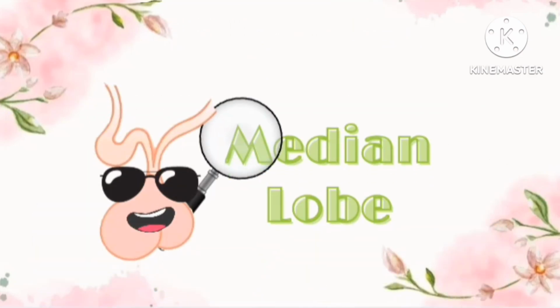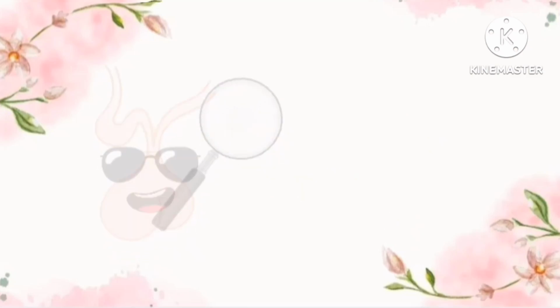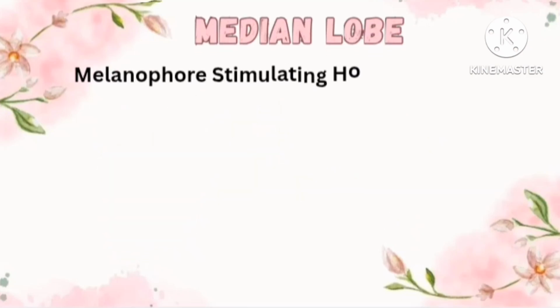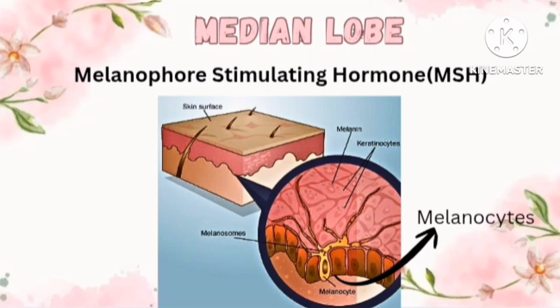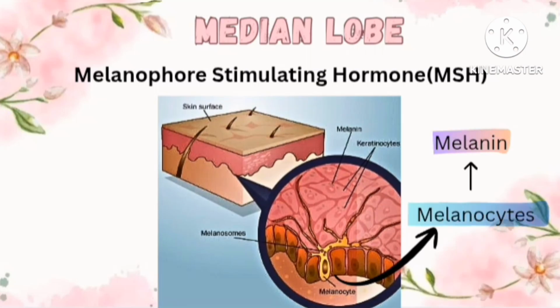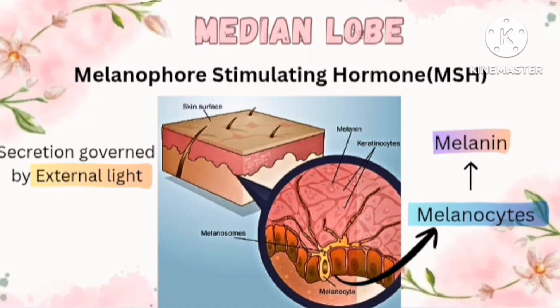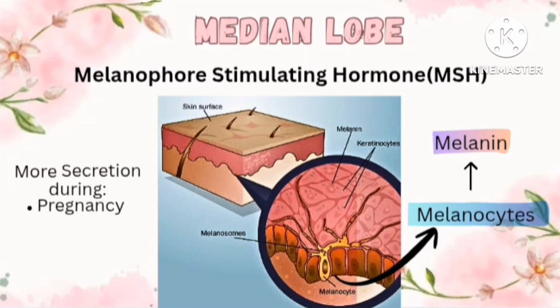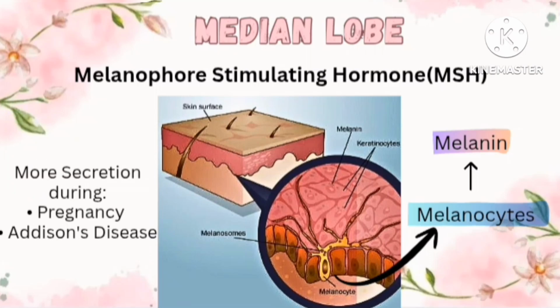Now, let's look into the median lobe. The median lobe secretes only one hormone called melanophore stimulating hormone. It stimulates melanocytes in skin to produce a brown pigment called melanin, which darkens the skin. Its secretion is governed by external light and its inhibition is controlled by hypothalamus. There is more secretion of MSH during pregnancy and in Addison's disease.